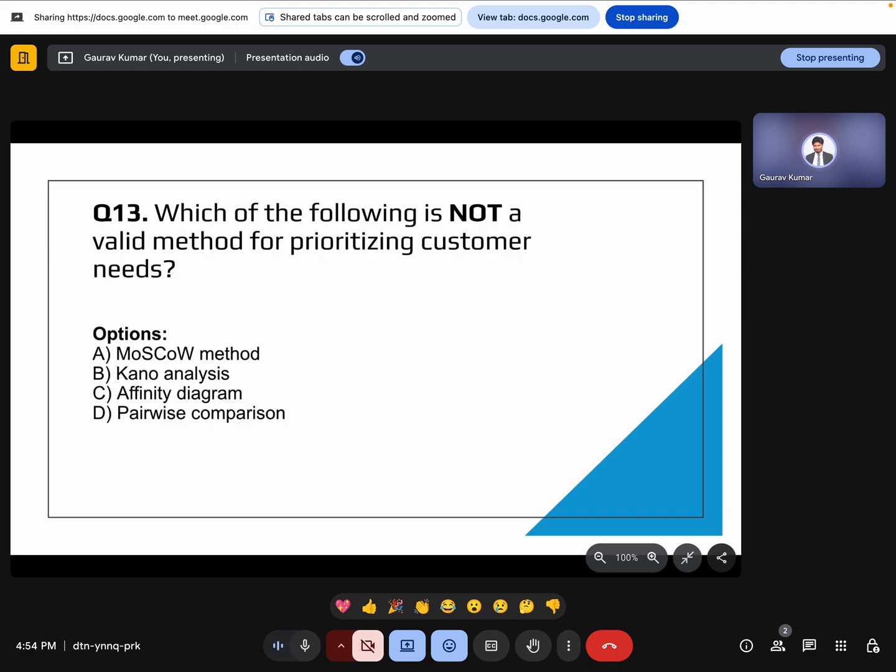Which of the following is not a valid method for prioritizing customer needs? What will be the right answer? Is it MoSCoW method, Kano analysis, affinity diagram, or pairwise comparison? Please answer.